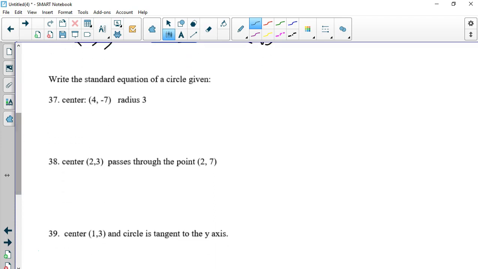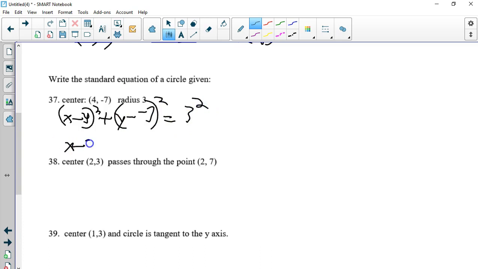Okay, 37. Now we're going the opposite direction. So we're going to say x minus 4 squared plus y minus negative 7 squared equals 3 squared. So just to clean it up, x minus 4 squared plus y plus 7 squared equals 9.